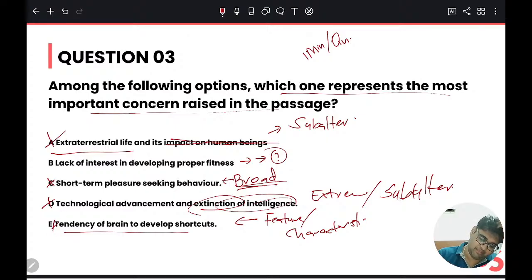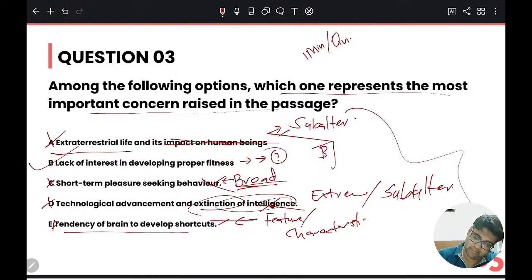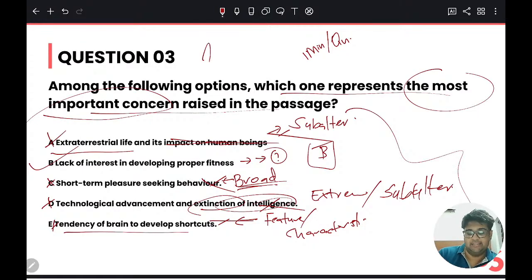So lack of interest is the only concern. This is not a concern, this is not a concern, this is also not a concern. It's also a subaltern thing. So these are all not true and contradict the passage. So B would be my option. See, you should always answer the question. That is the key takeaway. Always answer the question that is asked.